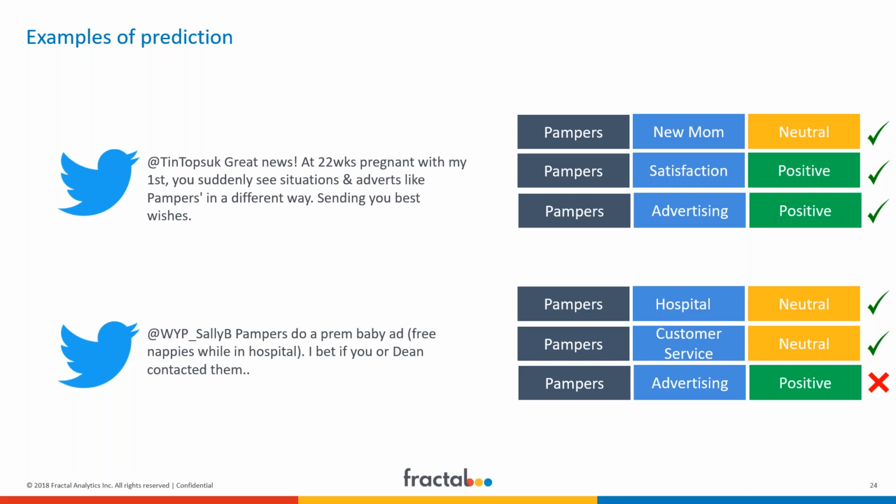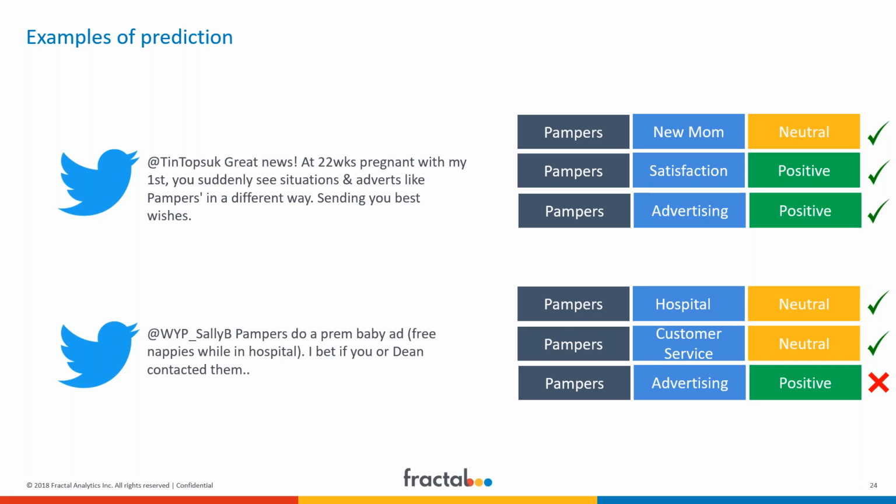So, given that this tweet is the input to our social listening algorithm, our algorithm has predicted that the brand mentioned in this particular tweet is Pampers, and the attributes mentioned are three different attributes. One is new mom, one is satisfaction, and one is advertising. And the sentiment around the new mom attribute for Pampers is neutral. The sentiment around satisfaction for Pampers is positive, and the sentiment around advertising related to Pampers is positive in this particular tweet.